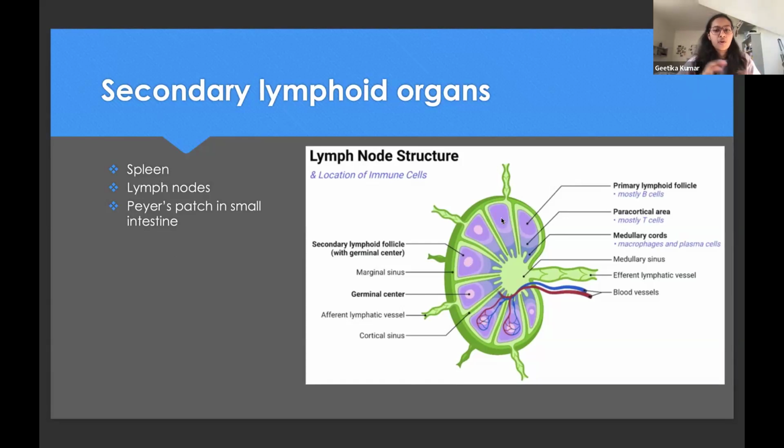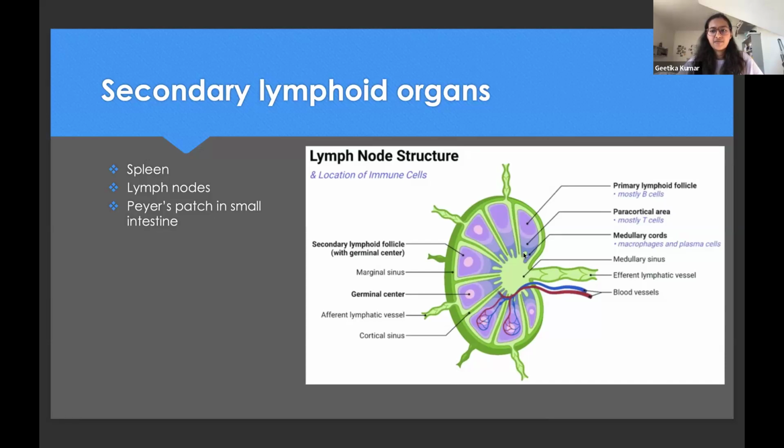It's divided into follicles, which then have the cortex on the outside and the medulla on the inside. As you can see in the cross section here, you've got the primary lymphoid follicles, which are mostly where B cells reside. Surrounding that on the inside, you've got the paracortical area, which has mostly T cells. And then right on the inside at the medulla, you've got the medullary cords, which are where most of the macrophages and the plasma cells, so those are the antibody producing cells, reside.